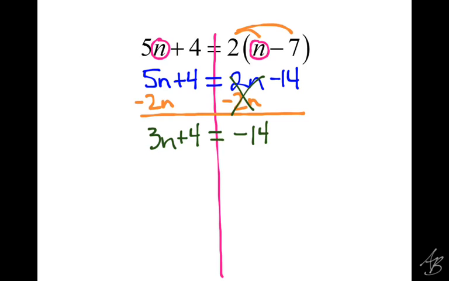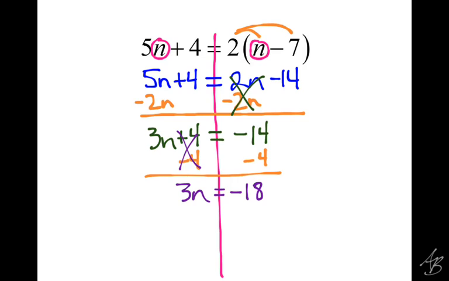4. Okay, we'll get rid of the 4 by subtracting 4. On the left side, those 4's cancel, leaving 3n. And on the right side, negative 14 minus 4 is negative 18. So since they're both negative, we actually combine them, add them together to get more negatives. So we get negative 18.